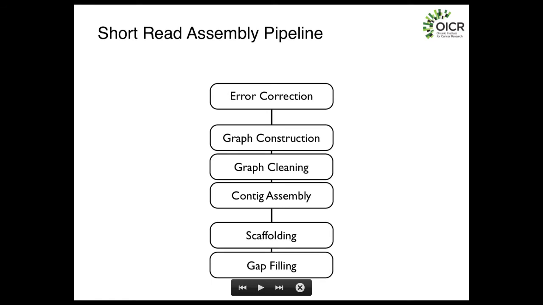So here's what a short read assembly pipeline looks like. We're going to start by error correcting our reads. So we're going to look for sequencing errors in our reads and try to get rid of them. We're then going to construct our de Bruijn graph. We're then going to process the graph to clean it up of edges that we don't want, similar to these transitive edges that we just talked about for long read assembly graphs. We're then going to assemble our contigs and then do some paired end resolution by constructing scaffolds and filling in the gaps.